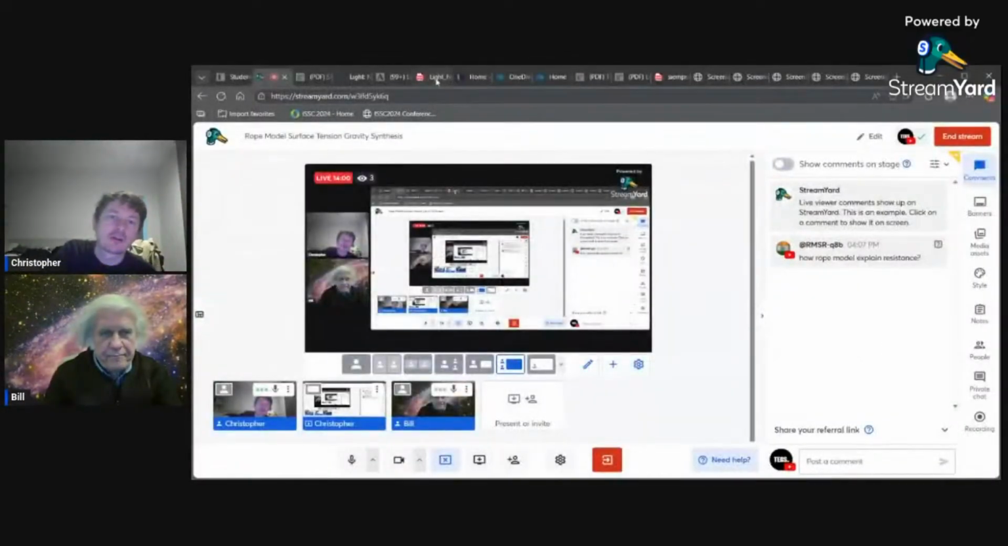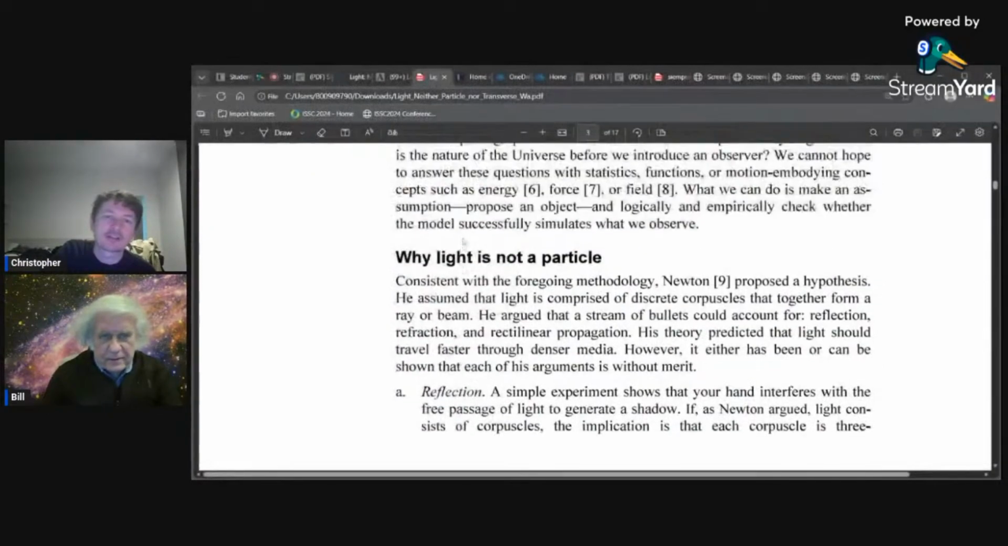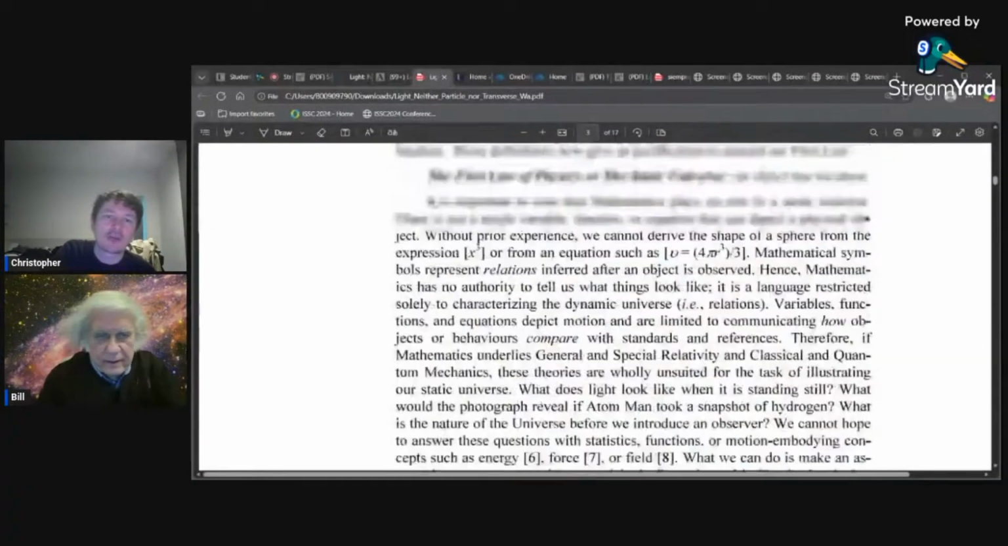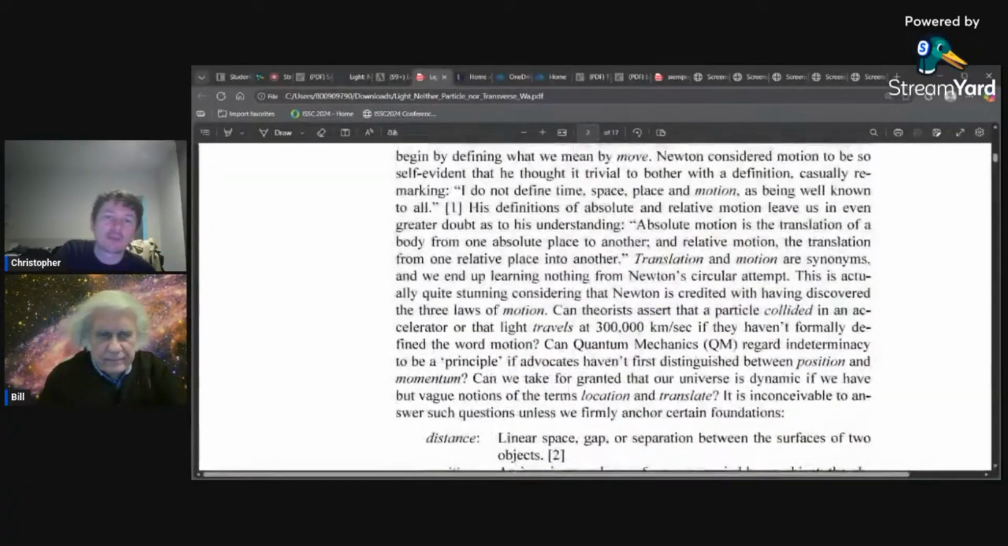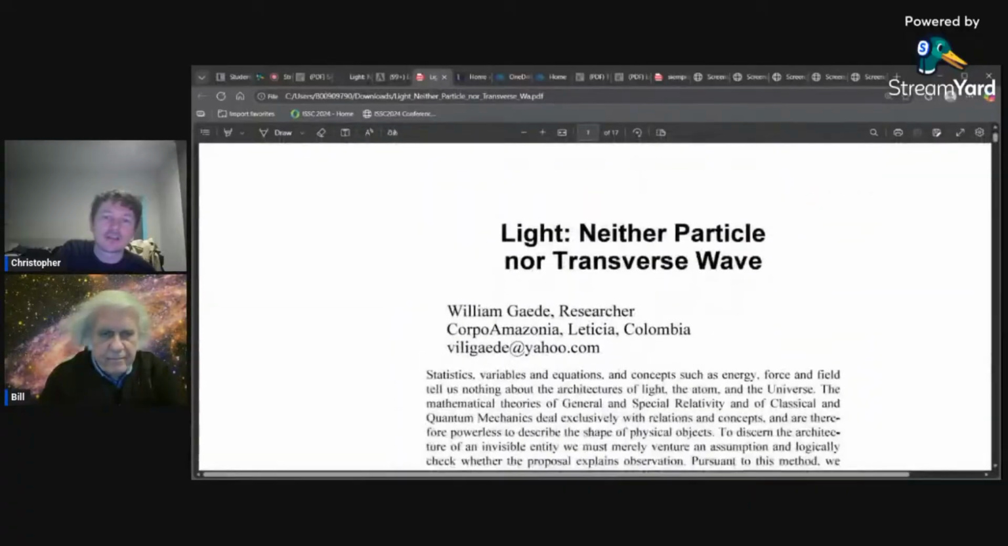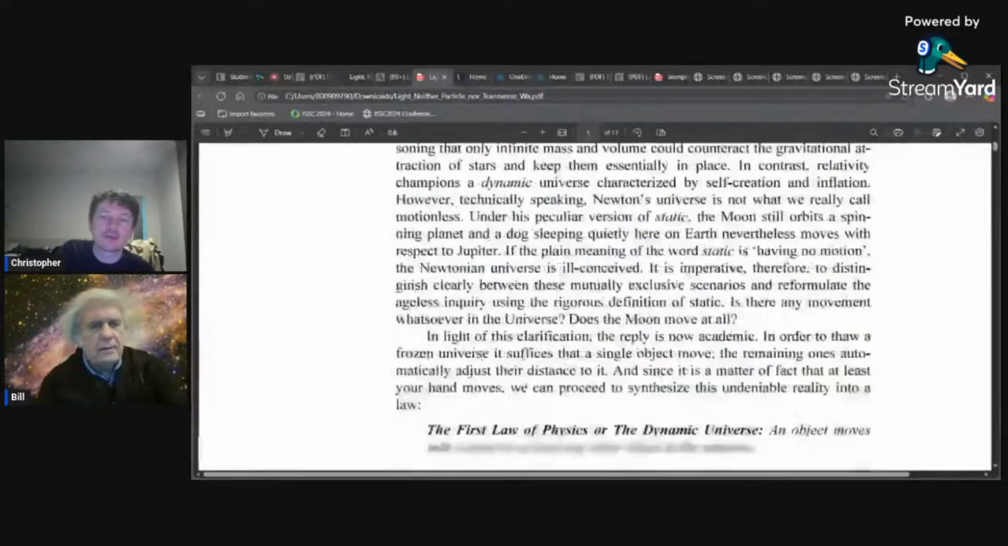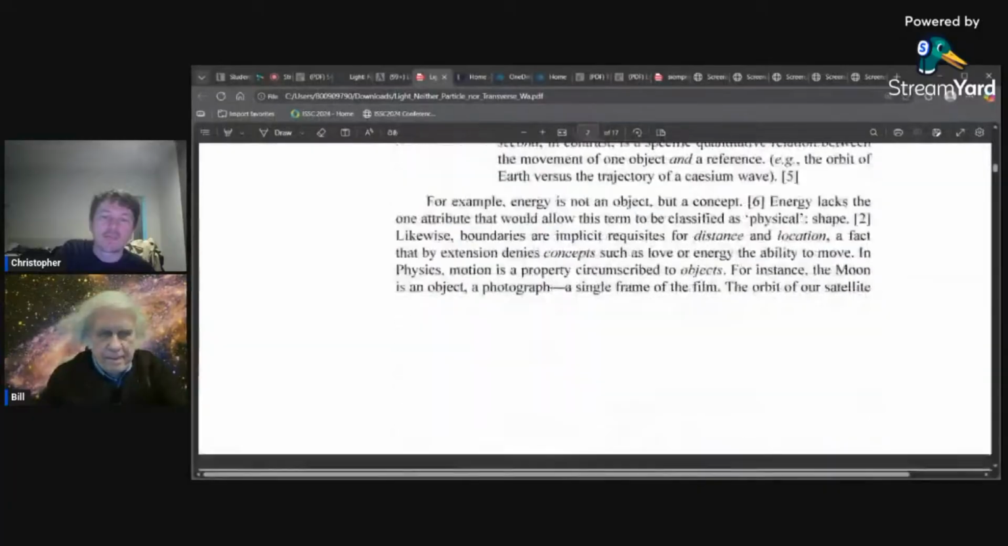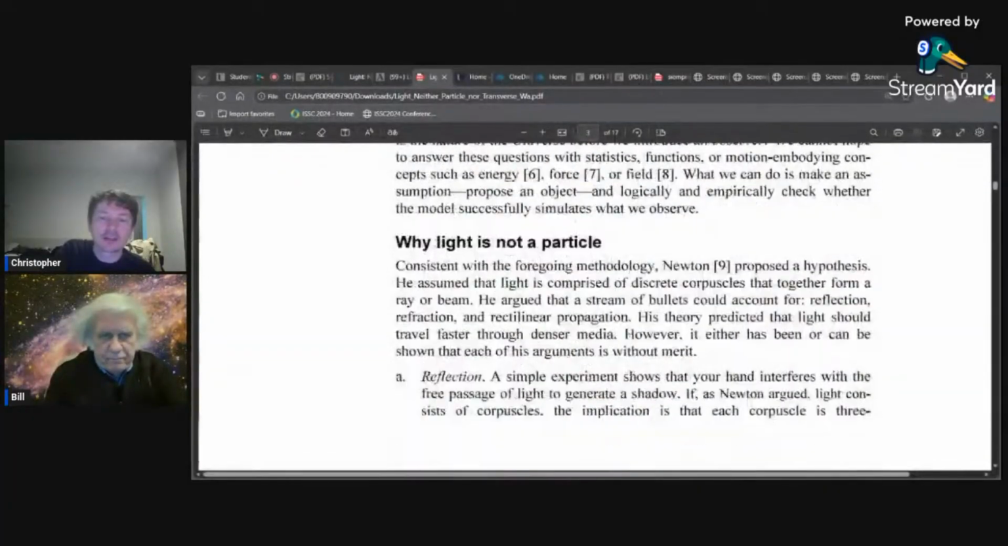Let's see if I can see it. Good point. I think we'll share this window and then this part. So this is from your paper: light, neither particle nor transverse wave. Okay, so I thought this part was interesting.